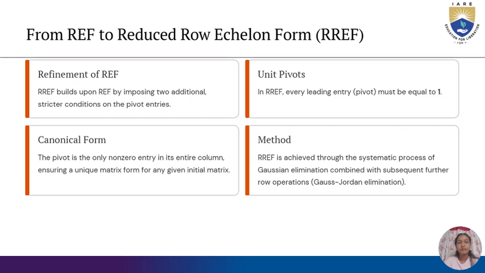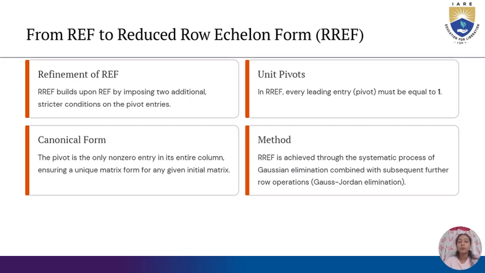From REF to reduced row echelon form. Reduced row echelon form shortcut is RREF. Refinement of REF. RREF, reduced row echelon form, builds upon REF, row echelon form, by imposing two additional stricter conditions on pivot entries.